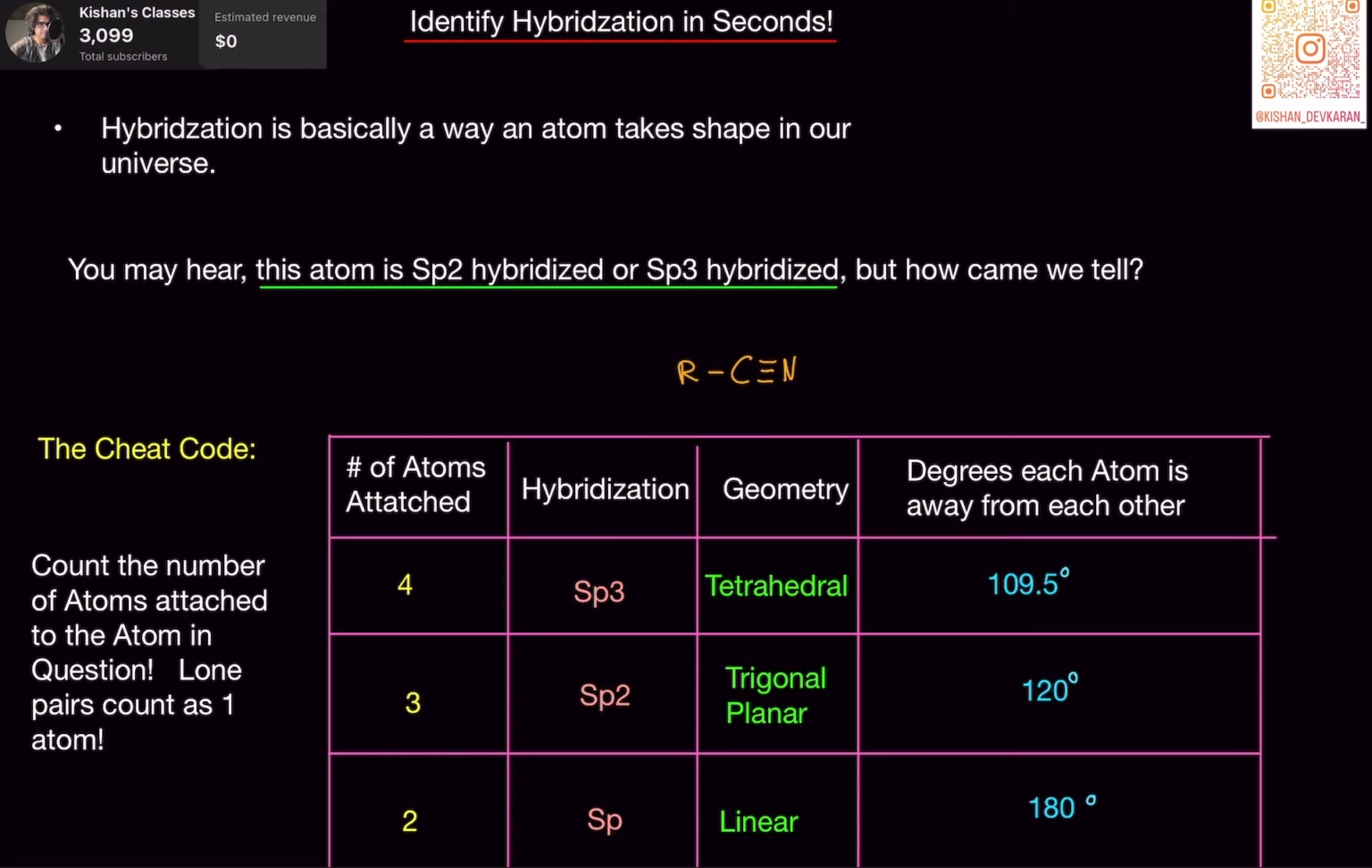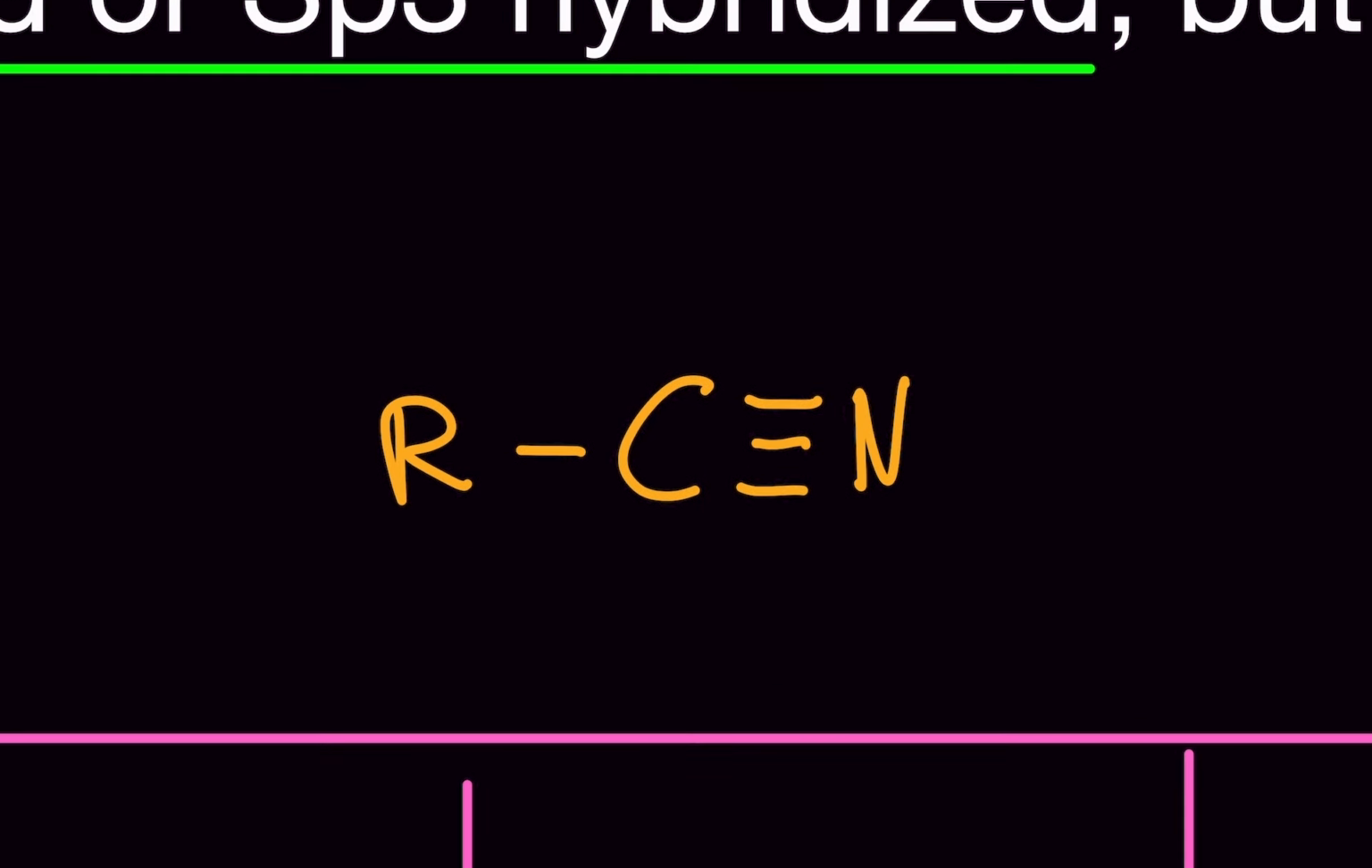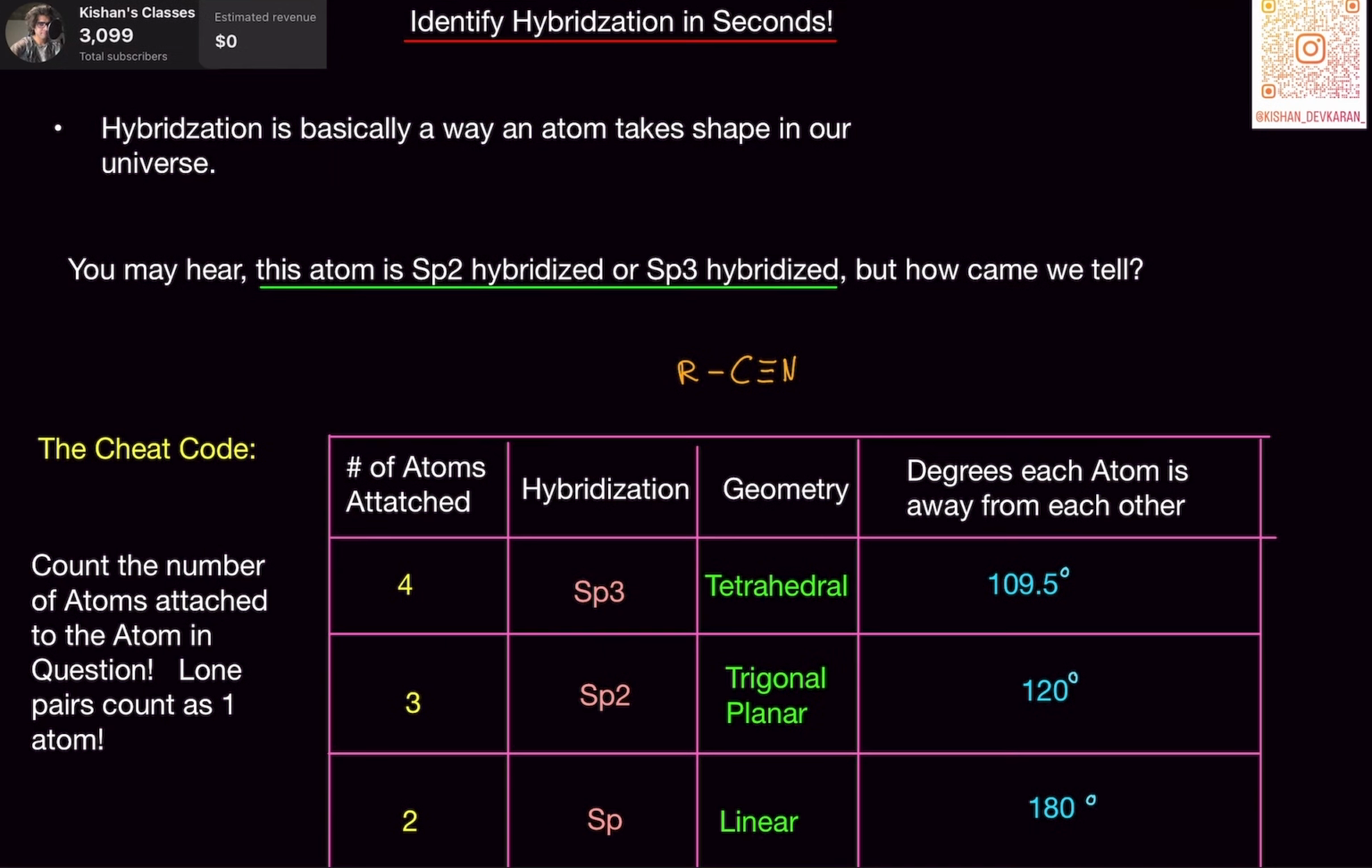Now, what you also need to make sure is do not count the number of bonds. If you count the number of bonds, you will get the problem wrong. For example, this. If your professor asks, what is the hybridization of this carbon? And you count the number of bonds, you see there's a triple bond here and there's a sigma bond here, a single bond. So there's 4 bonds in total. And you use the cheat sheet, and you're like, okay, sp3. You would get it wrong. This is not sp3 hybridized. This is sp hybridized. That's why you need to count the number of atoms.